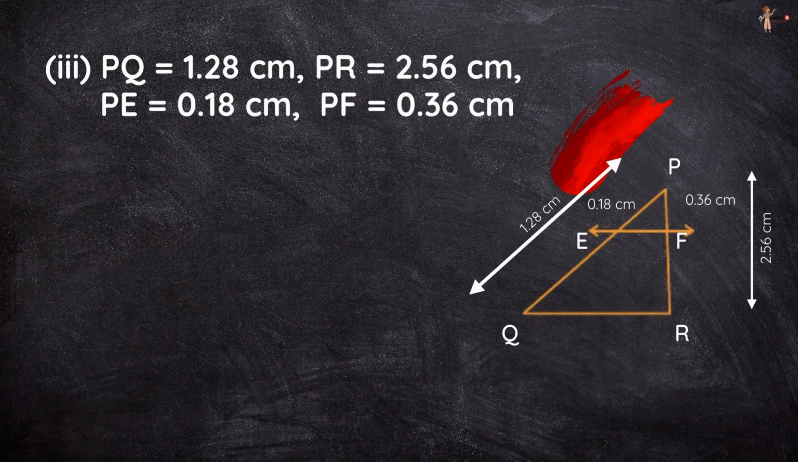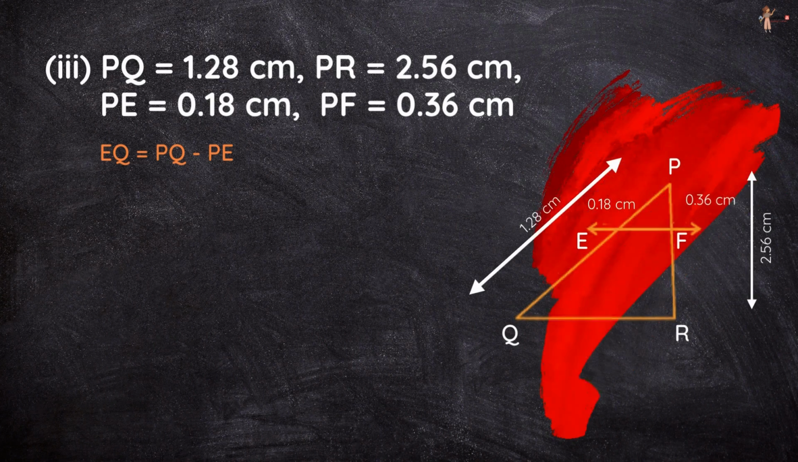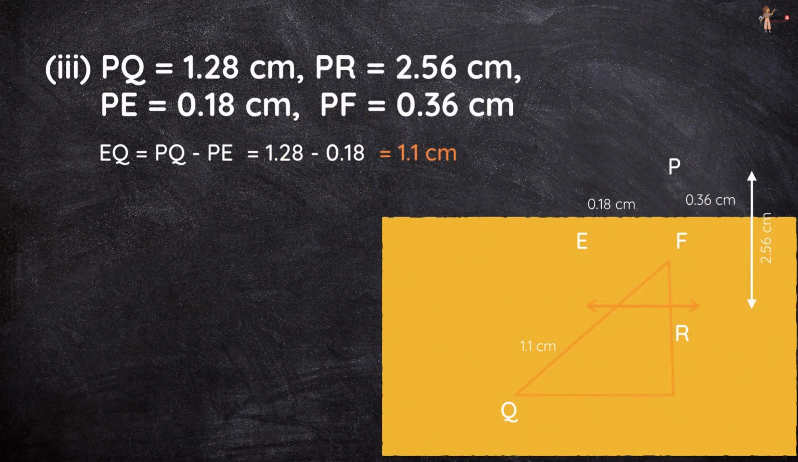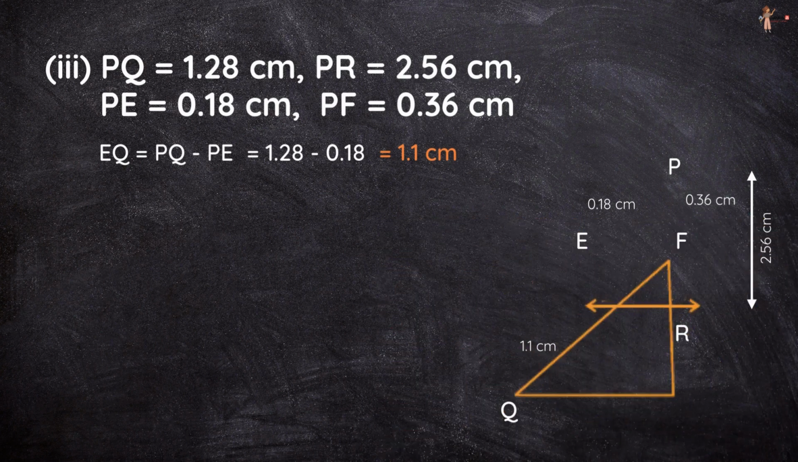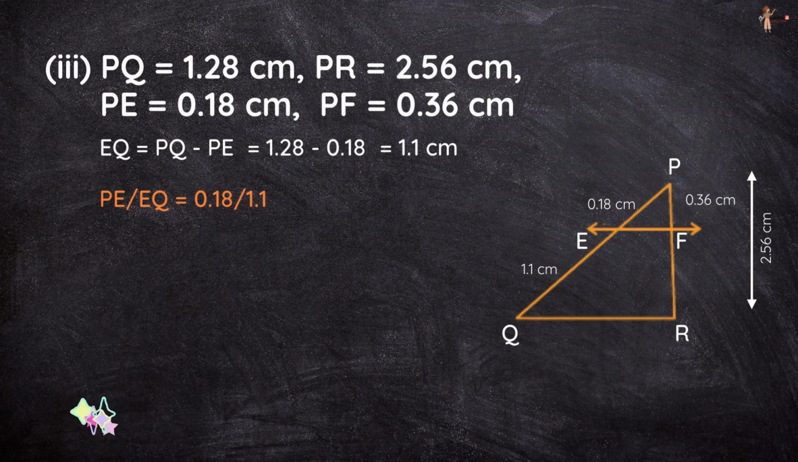Next part is, this is what is given and we'll find the ratio. But first, we need to find EQ because EQ is not given in this case, PQ is given. So EQ would be PQ minus PE. So it will be 1.28 minus 0.18, which is 1.1 centimeter. Similarly, before that, PE upon EQ would be 0.18 upon 1.1.